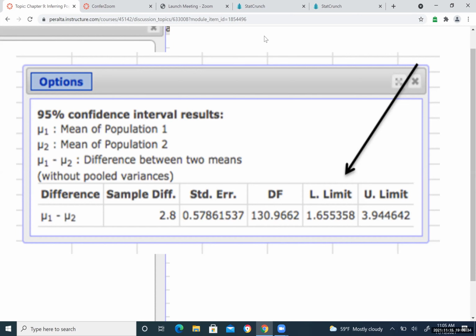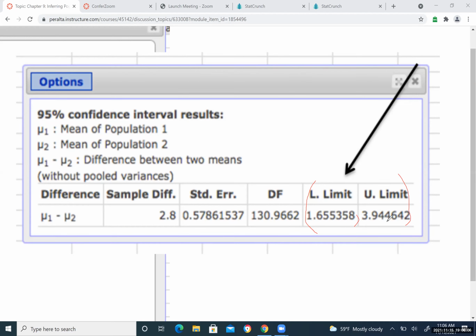So the conclusion is here. You got a lower limit and an upper limit. So when you write the interval, you put it inside parentheses like that, and you put a comma. You got this value first, 1.65, and you round to the hundredth place, which is 1.66. And then the next value is 3.94, as the conclusion, the confidence interval.